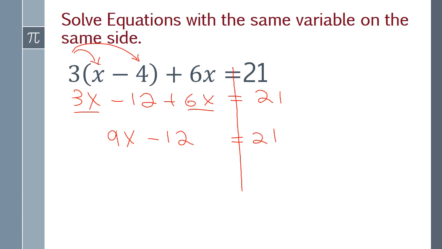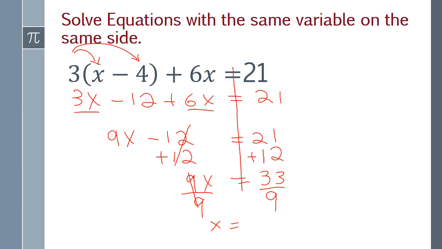Now, I end up with a two-step equation, which means all I need to do is get rid of negative 12 by adding 12. Then I'm going to end up with 9x equals 21 plus 12, which is 33. We divide by 9 to have x by itself. And again, when you do something to one side, you have to do the same thing on the other side, which means the final answer is going to be 33 over 9, which is 11 over 3. Now to check your answer and make sure that this is the right answer, all you need to do is do the check.